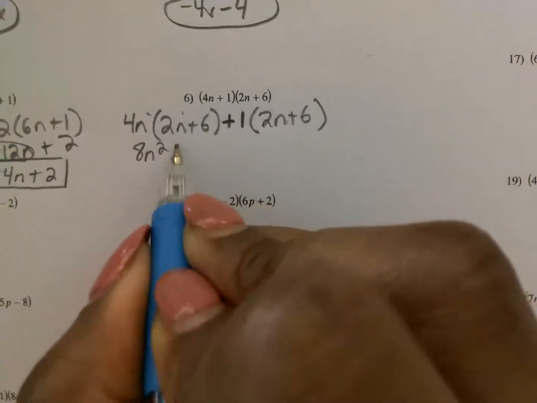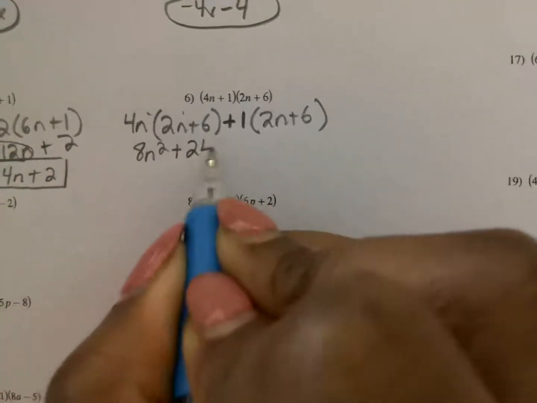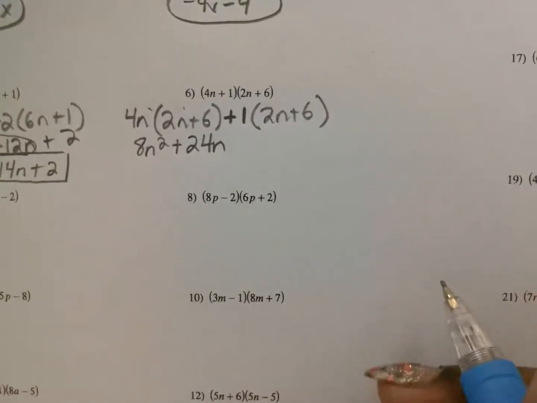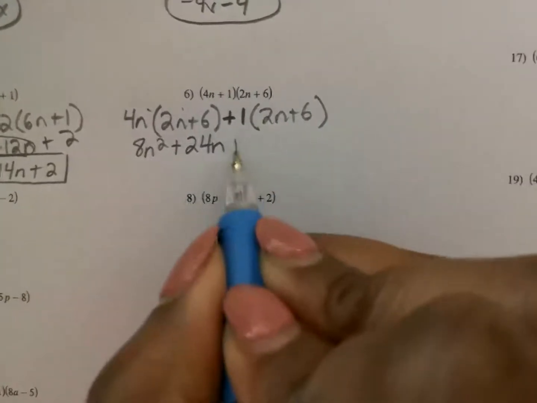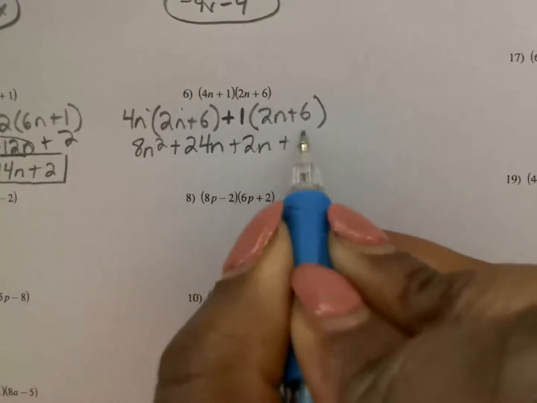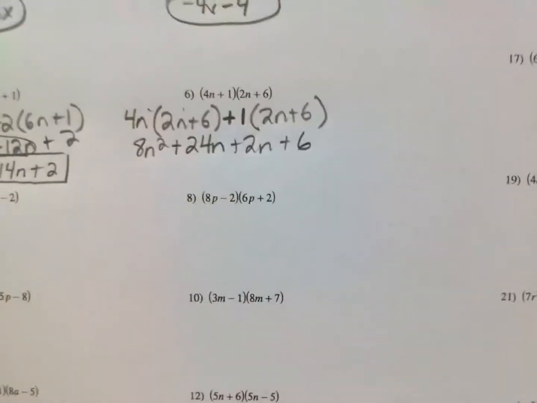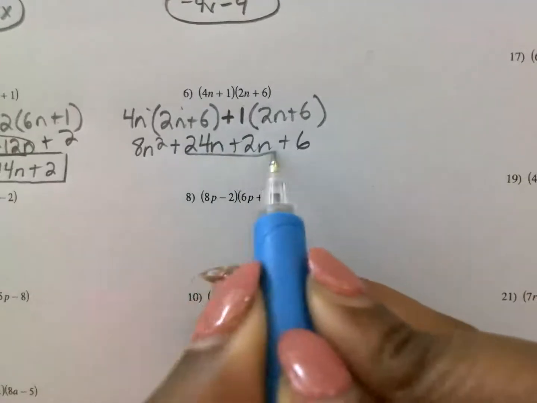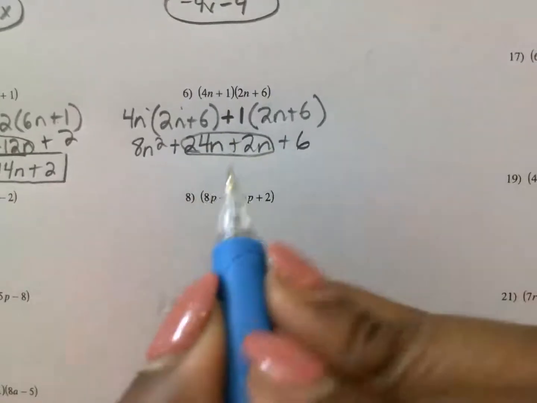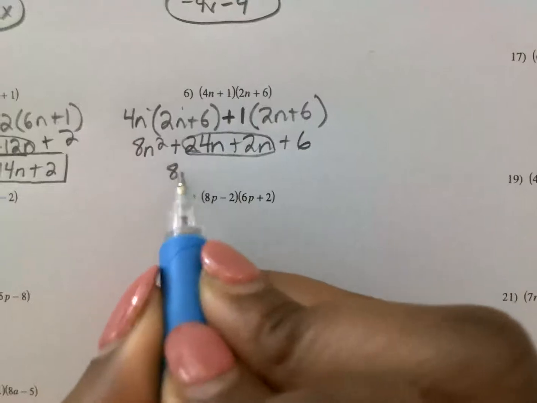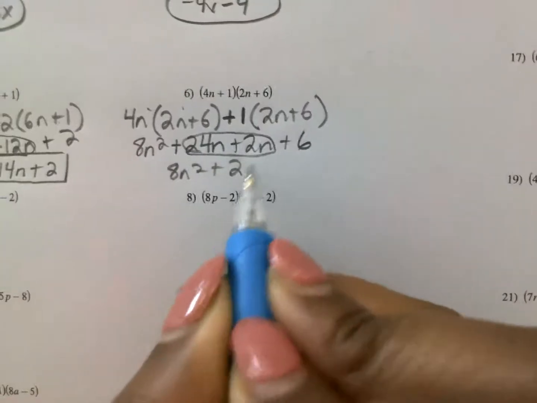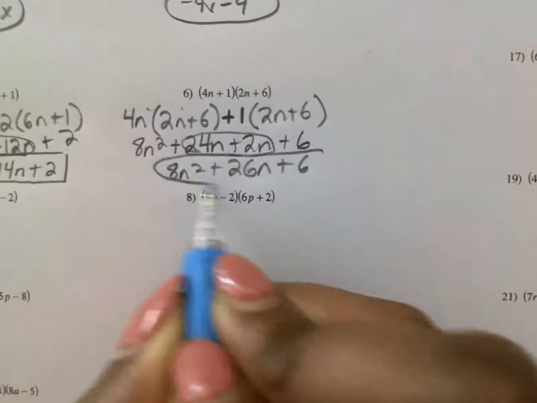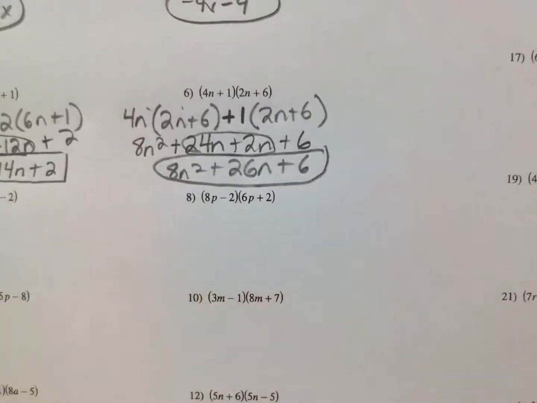20n. 24n. Good job. That's okay. You're fine. Come on, keep going. And then you get 2n plus 6. 2n plus 6. Okay. And then you add like terms. Which terms are alike? The 2n and the 24n. And what does that give me? 26. Very good. So that's 8n to the second plus 26n plus what? 6. Raise your hand if you got it right.